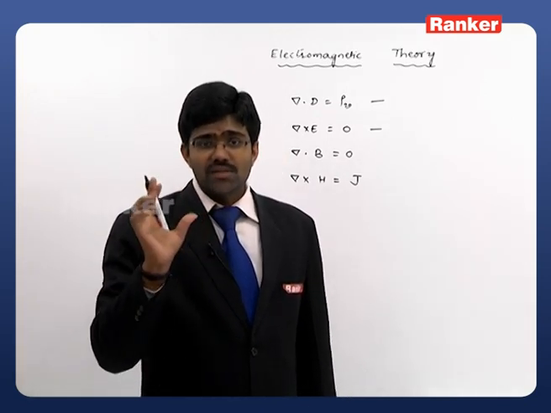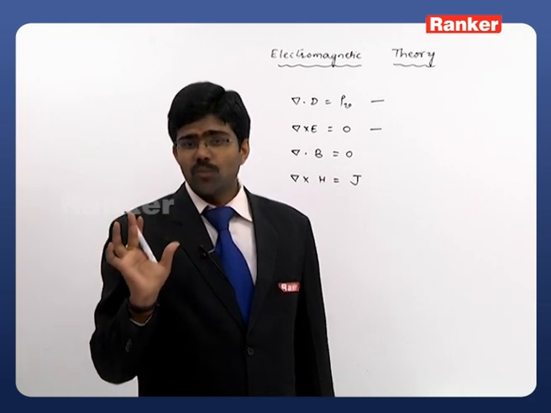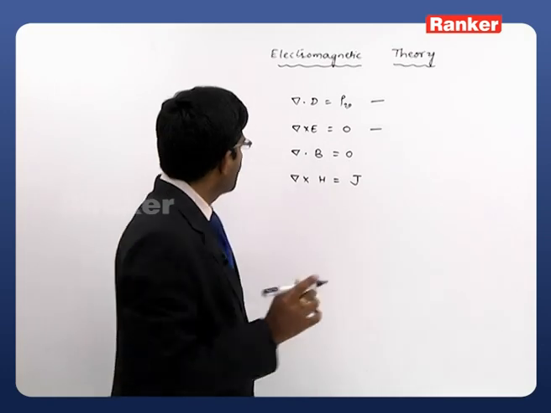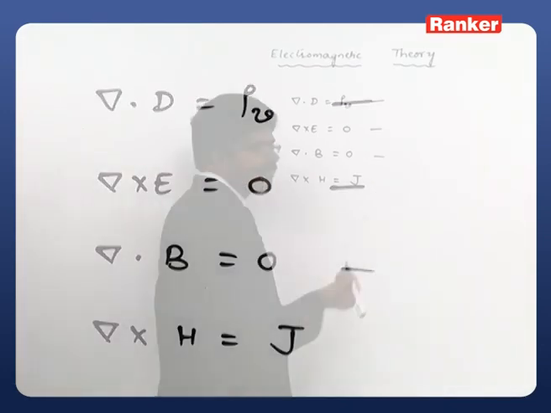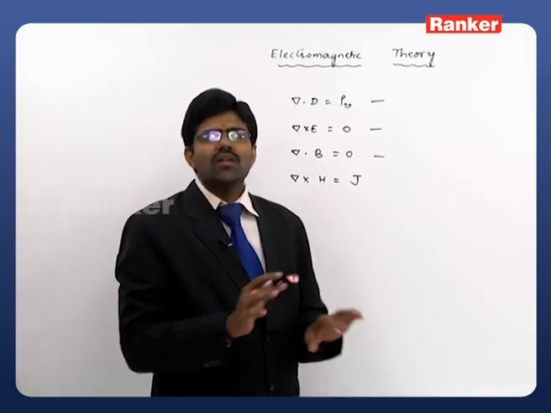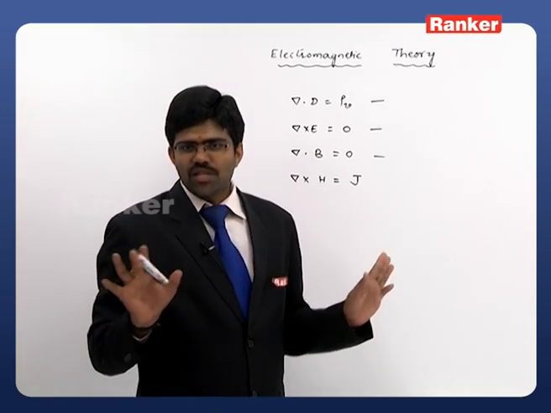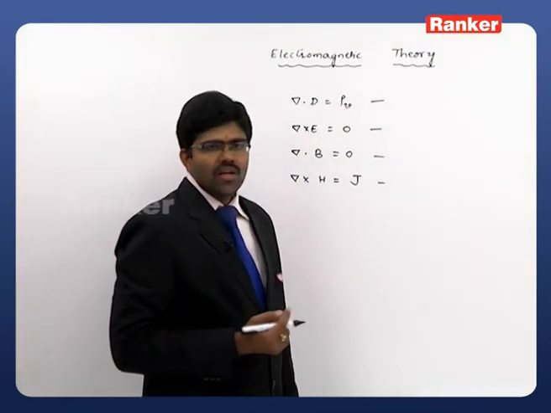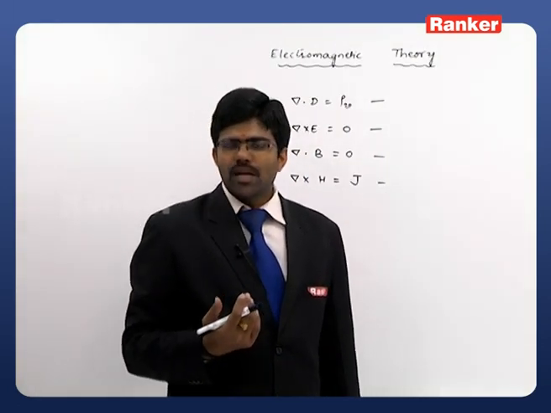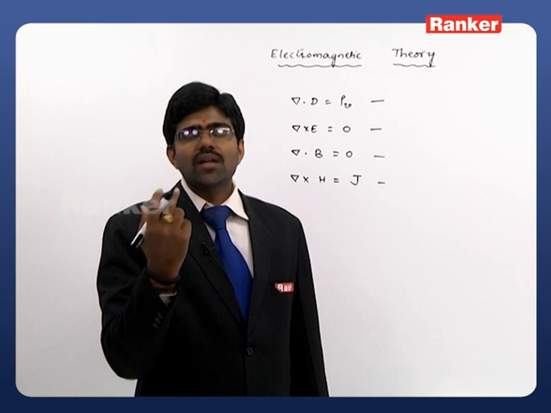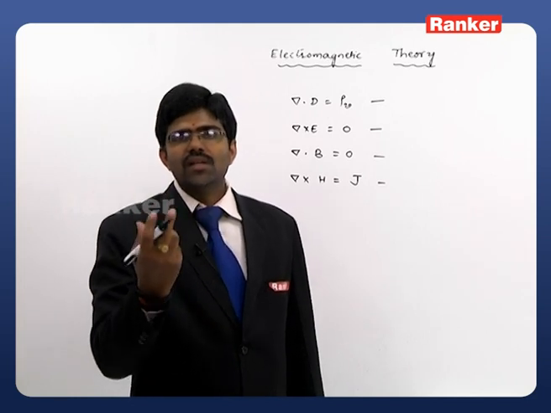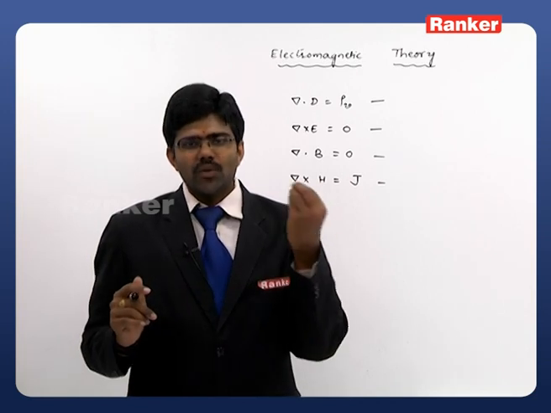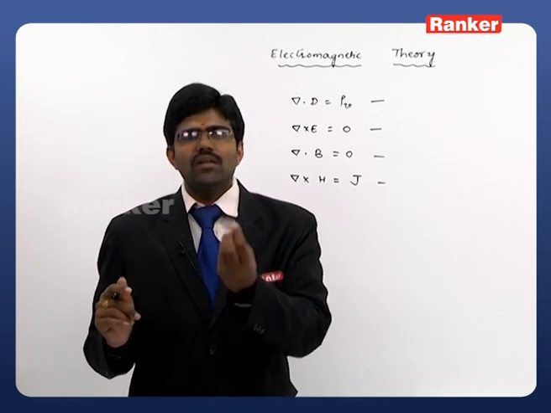Once again, this static fields condition is very, very important: del cross E is equal to 0 is only for static fields. And del dot B is equal to 0: the magnetic flux density is not diverging, it is a zero diverging field. And the final equation, del cross H is equal to J. What do I mean by del cross H is equal to J? Whenever we have a curling magnetic field at any point, a current density can be observed. So clearly, if we have a rotating magnetic field, a current density can be observed.